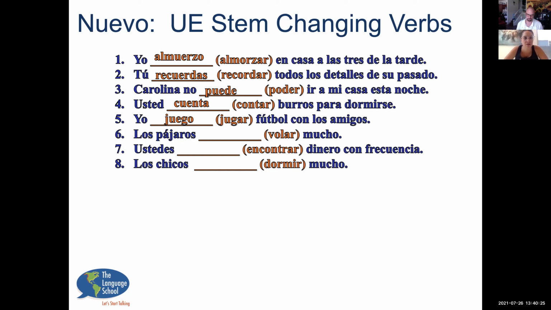Los pájaros vuelan mucho. Ustedes encuentran dinero con frecuencia. That's nice. Los chicos duermen mucho. Muy bien, Tiffany.